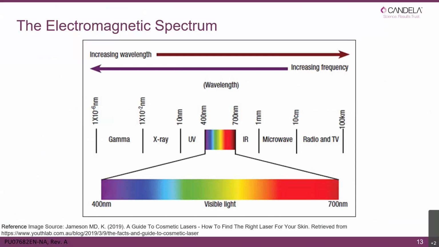Here we have our electromagnetic spectrum, and in general terms, the majority of lasers that we're using within medicine or in aesthetics are sitting either in that visible light range, which is between 400 and 700 nanometers, or we move with some of our systems into the infrared range, which is above the 700 nanometers.